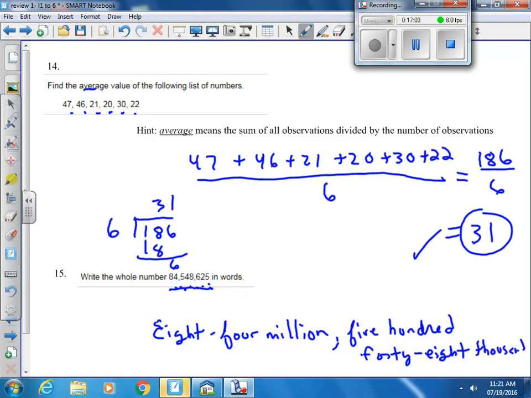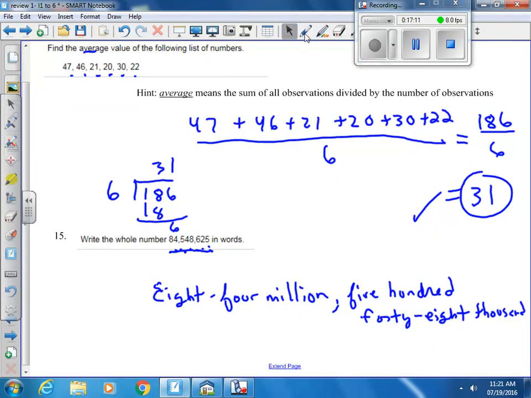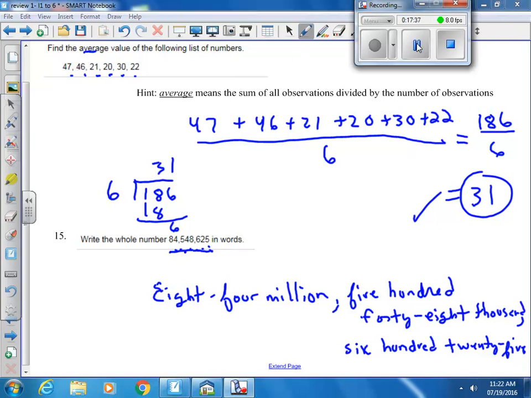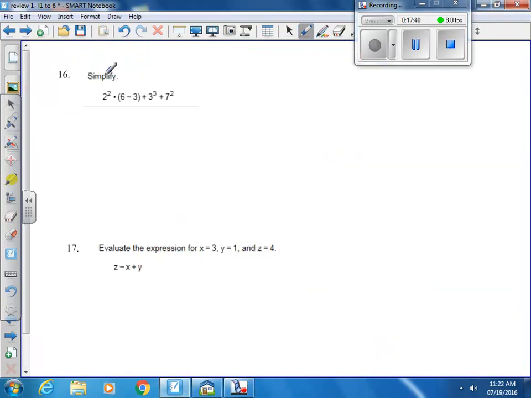I'm kind of running out of room there. 548,625. And notice my commas. Notice I don't say "625." I just say 625. All right. Hope that helps. So it's kind of awkward because, like I said, whoever writes a check for that much money, but it's good practice. Okay, off to the next one.